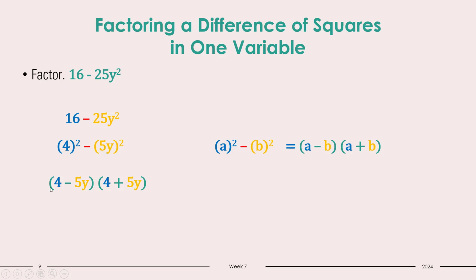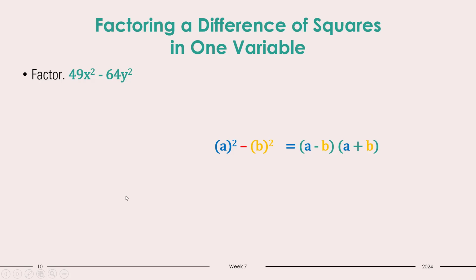Okay. And it doesn't matter which order you put these in. We could have said 4 plus 5y times 4 minus 5y. Same thing. Okay, but it does fit the pattern. We had a perfect square as our first term, perfect square as our second term. We're taking the difference. Okay, I've got that highlighted, that this is for the difference. It doesn't apply if we have a sum. Okay, and so it factors as 4 minus 5y times 4 plus 5y.